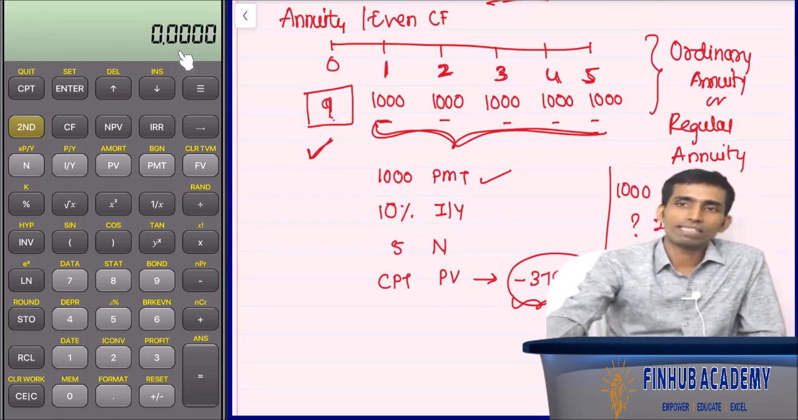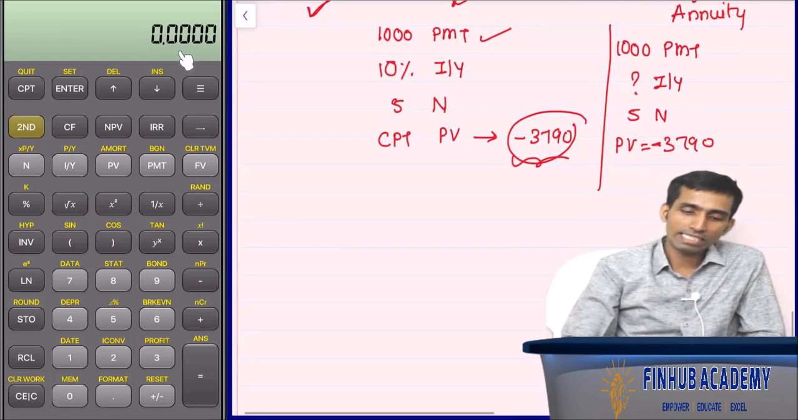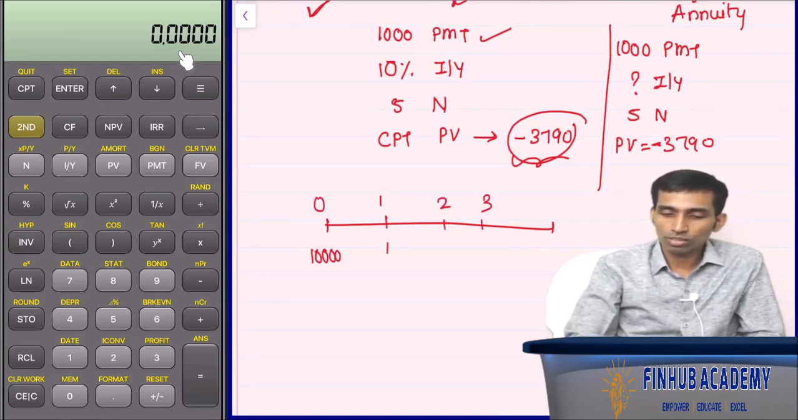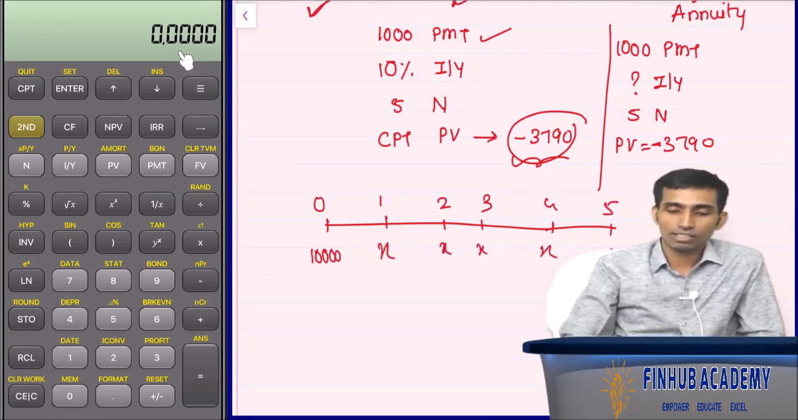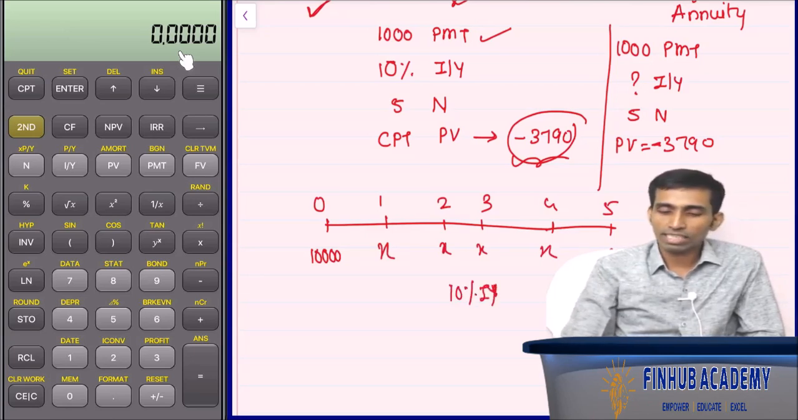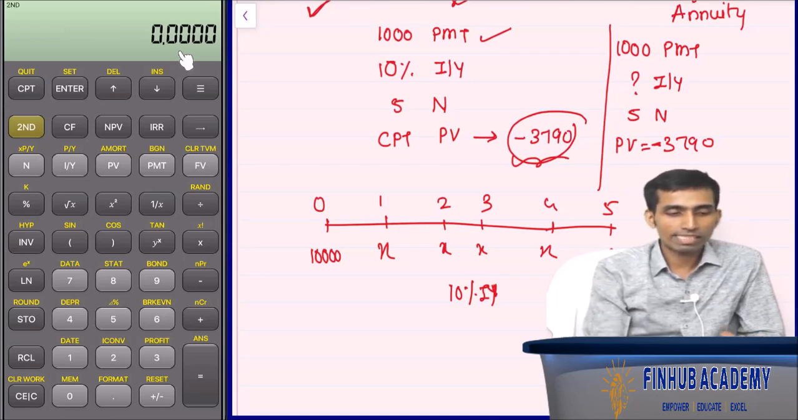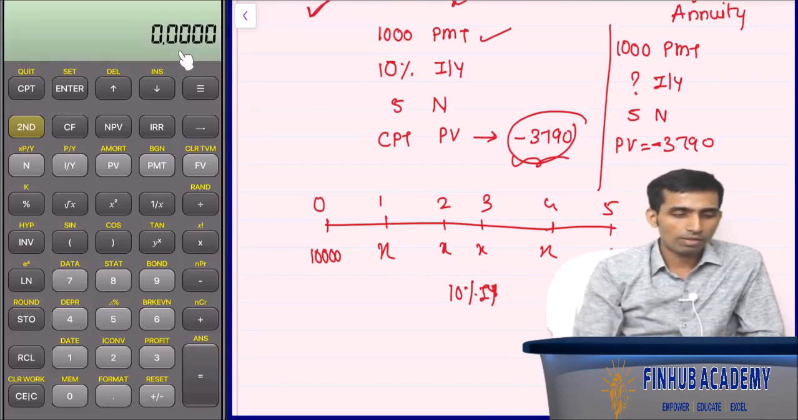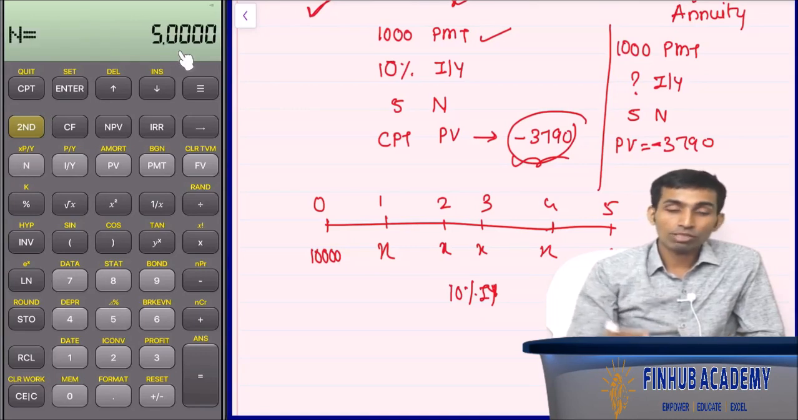Again, now let's say one more example. Let's say you are ready to deposit 10,000 today, and this is 0, this is 1, this is 2, this is 3, this is 4, and this is 5, and you want X amount. Correct? The interest you are getting is 10% I by Y. Here again N is 5. So how will I fill this? Second, clear TVM. 10,000 plus minus, this is my PV, 10 I by Y, 5 N. I want to compute X, the same amount each year.